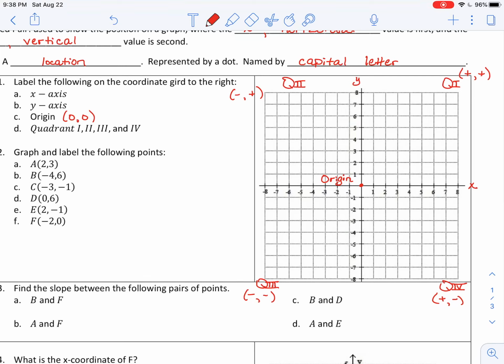We do use Roman numerals for that. If you were ever to tell us an answer and you just put the number 4 for quadrant 4, that would be fine. But just so you know, that's why we have the I's in here for Roman numerals.